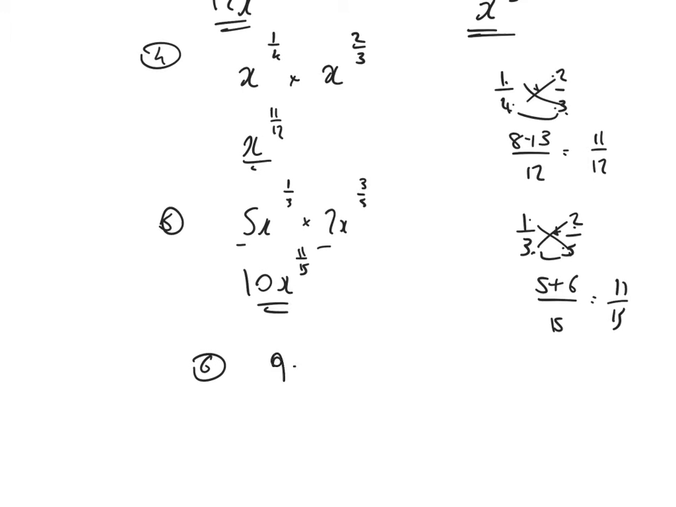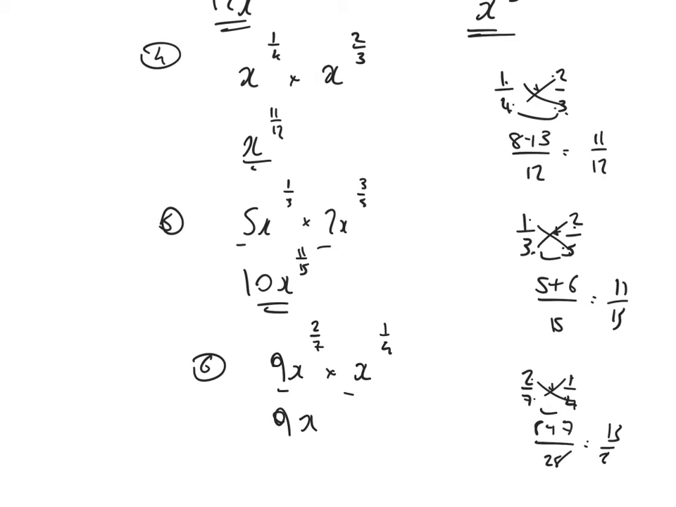Okay, example 6 is 9x to the 2/7 multiplied by x to the 1/4. Okay, so 9 times 1 is 9. Go to the side, take care of the powers. 2/7 plus 1/4. 4 2s are 8, plus 7 times 1 is 7, over 7 4s are 28. 8 plus 7 is 15, 15 over 28. 9x to the power of 15 over 28, final answer.